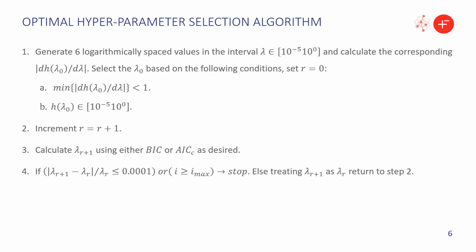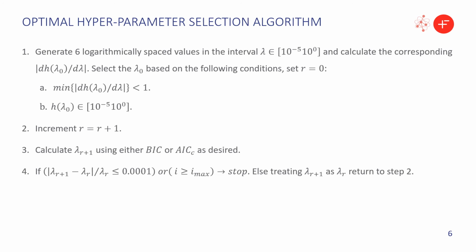On this slide, we describe our optimal hyperparameter selection algorithm. It's a trials algorithm. We start by generating 6 logarithmically spaced values for lambda in the interval 10 to the minus 5 to 1, and calculate the corresponding absolute value of the first derivative of h(lambda) evaluated at the trials value.